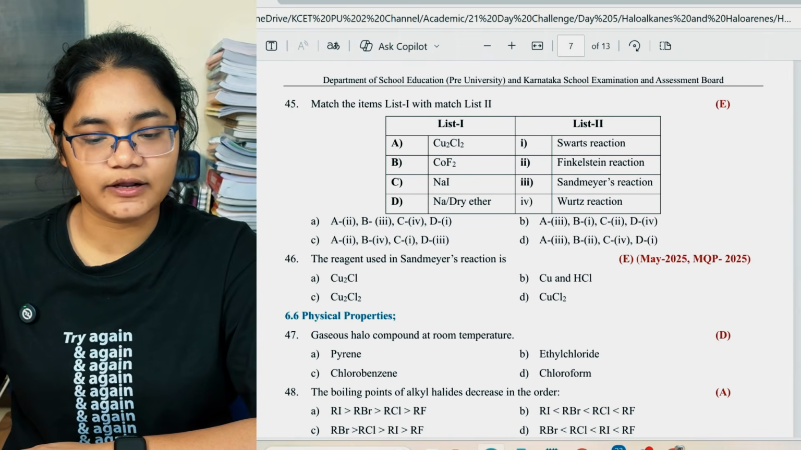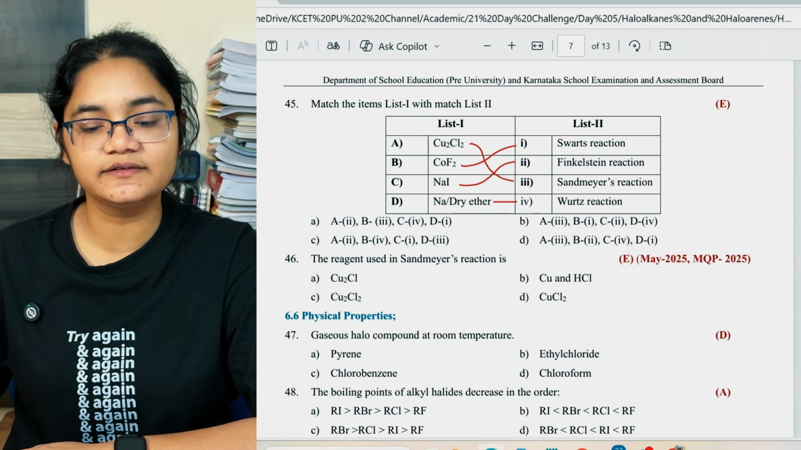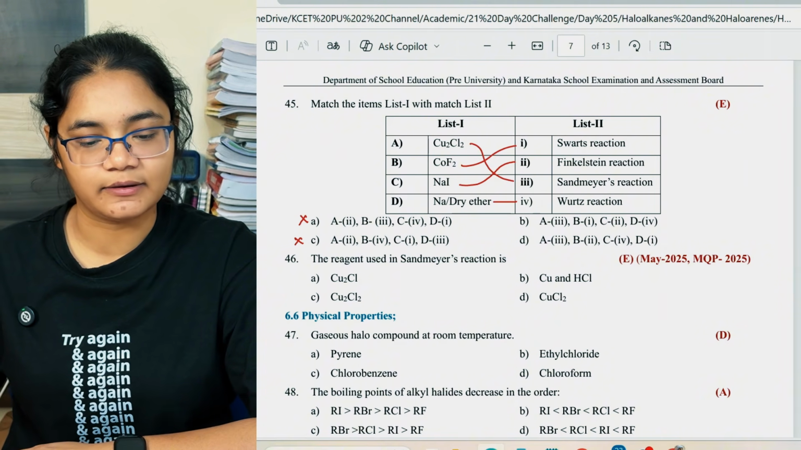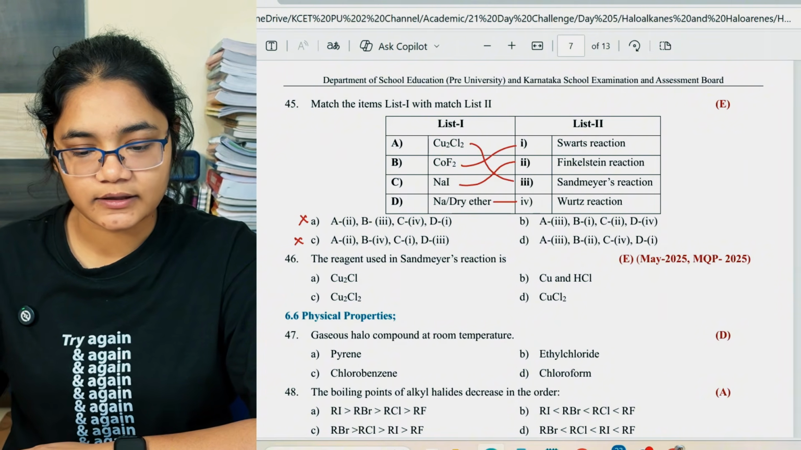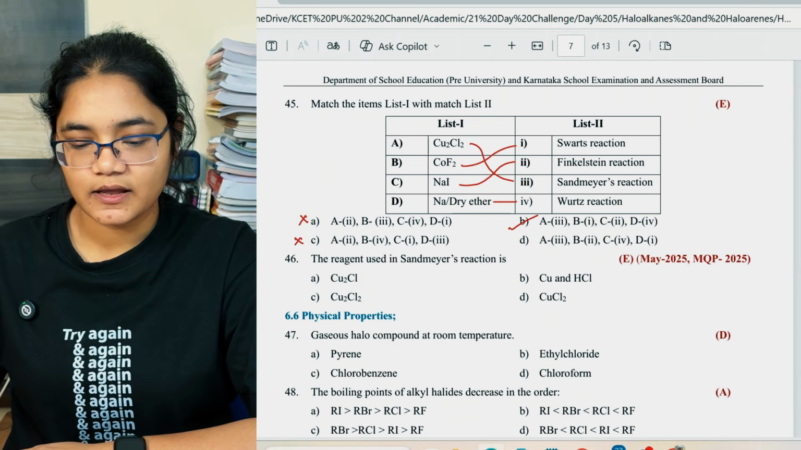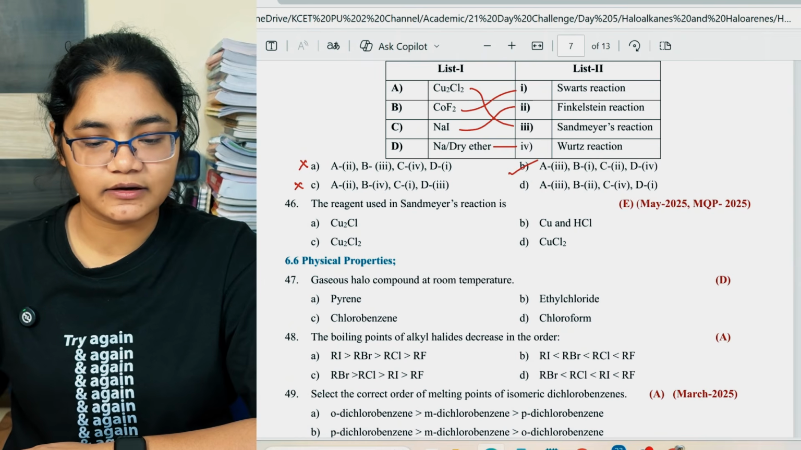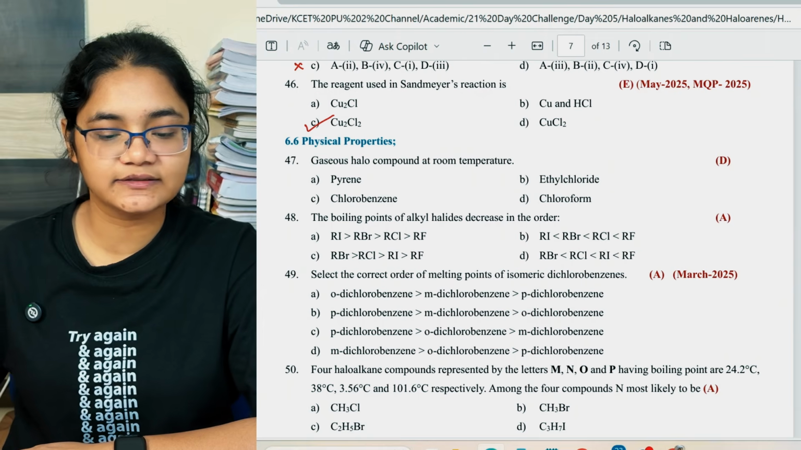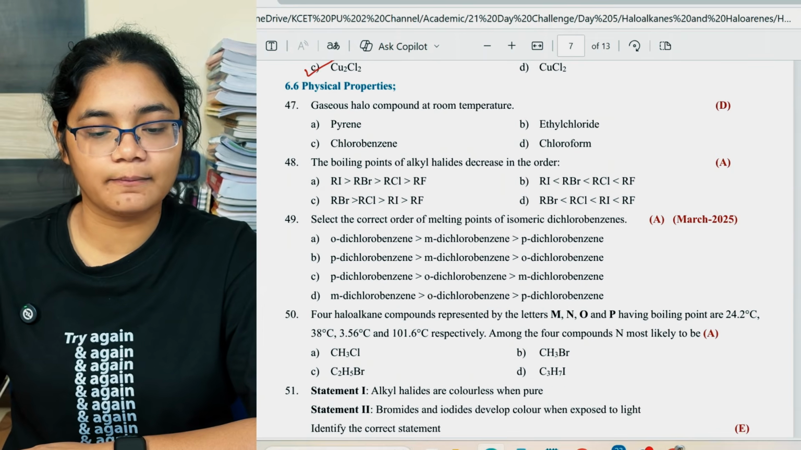Next, again match the following. Cu2Cl2 will be the Sandmeyer reaction, CuF2 is the Swarts reaction, NaI is the Finkelstein reaction, sodium ether is the Wurtz reaction. So A is 3, which option? These two are there, so I can eliminate these two. B is 1, A3, B1, so only one option is there. C is 2 and D is 4. Next is the reagent used in the Sandmeyer reaction. We have already solved this many times. Cu2Cl2, option number 6.